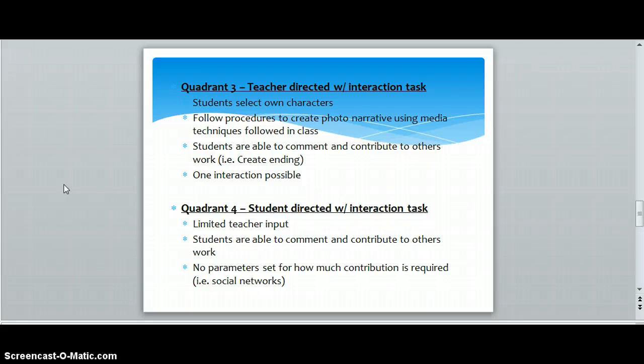Then there is quadrant 4, which is student-directed content with interaction. So once again, there's limited teacher input. Students are able to comment and contribute to others' work. However, in this case, there are no parameters set for how much contribution is required. So it is just like social networks where students are able to just log on whenever and comment and share whatever they want. They're not told when, where, why, how they have to do it.